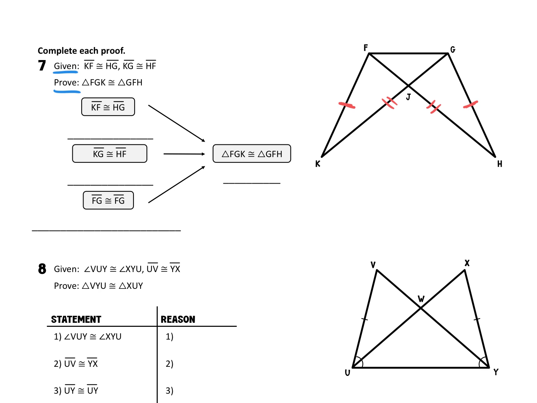KF is congruent to H. Right. How do we know that? Because it's given to us. So our reasoning for that is given. Everything you put down is going to have a reasoning to it. Okay? So we know this because it was given to us.